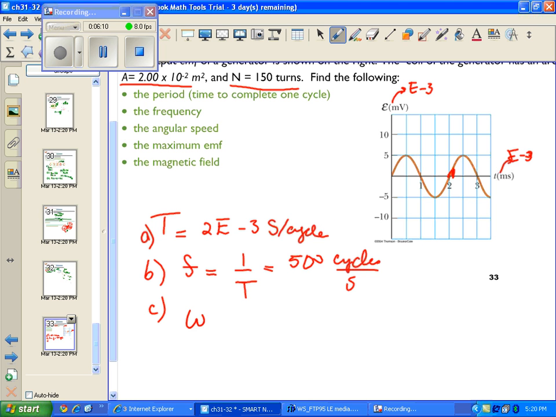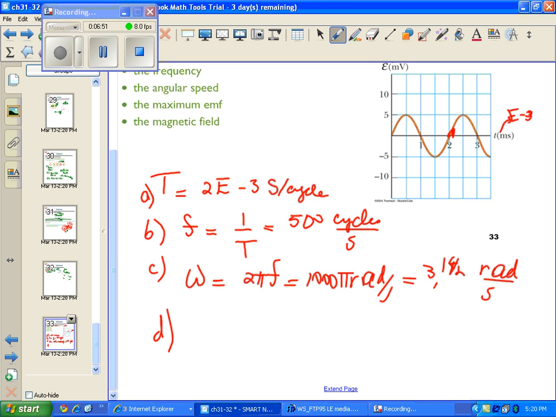We then are asked to determine the angular speed of rotation of the coil, that's omega, and we can calculate omega by taking 2 pi times the frequency, and that takes us 2 pi times 500, so we can write this as 1,000 pi radians per second, or more specifically, if we want a number, we get 3,142 radians per second.